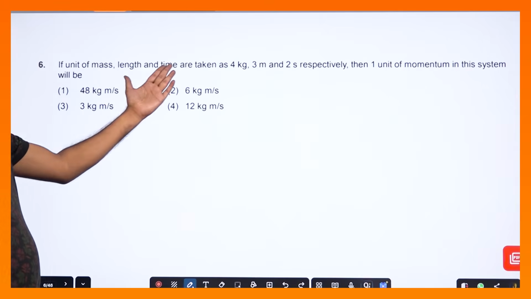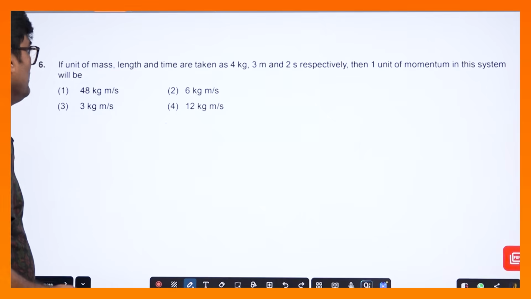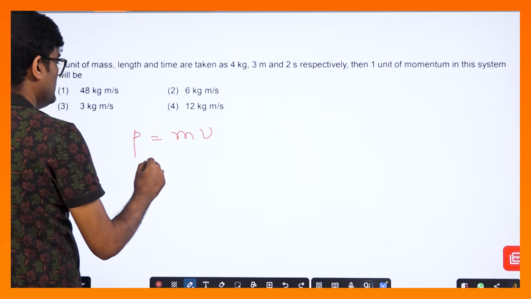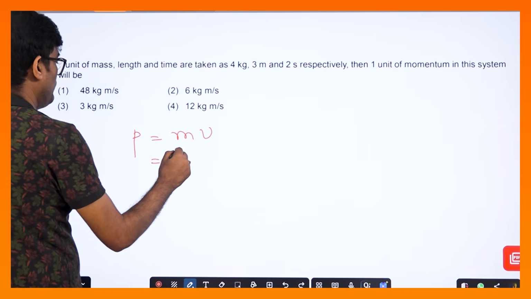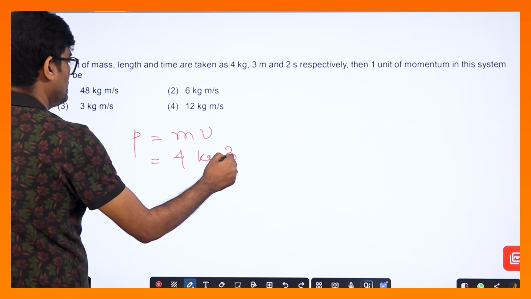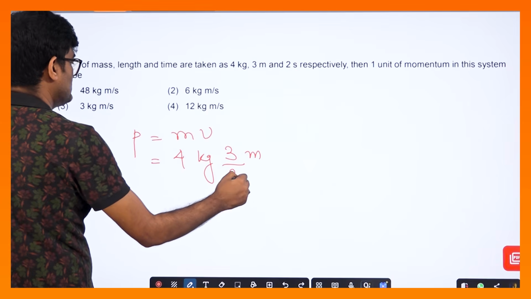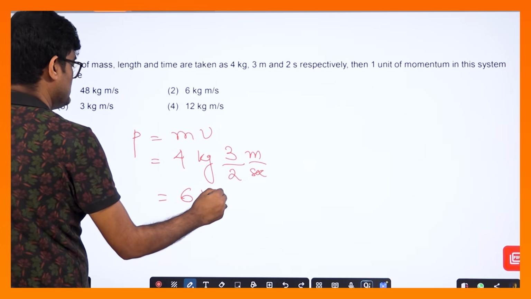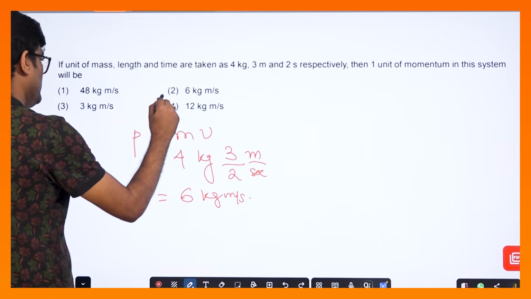If the units of mass, length and time are given, what is the unit of momentum? Now we know that momentum is equal to mass into velocity. So mass is equal to 4 kg and velocity is meter per second. Now the length is 3 meter and time is 2 seconds, right? So the answer is 6 kg meter per second. Option 2 is the correct choice.